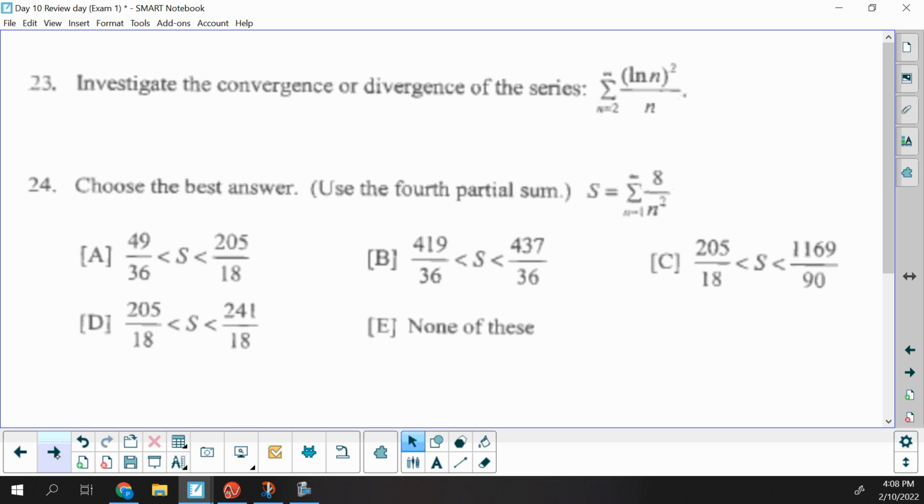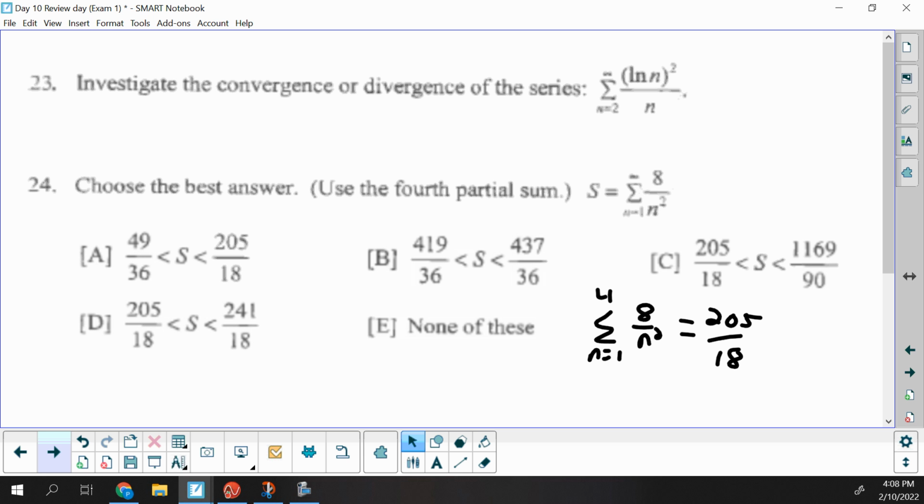We're going to look at 24 next. So S represents the infinite sum there. And we want to use the fourth partial sum to approximate the infinite sum. Well, what we're going to do first is actually just find that fourth partial sum. So we would do the sum from n equals 1 to 4 of 8 over n squared, and we would get 205 over 18 for that.